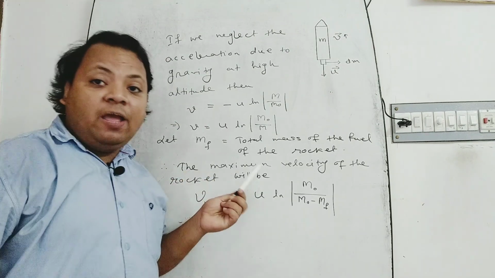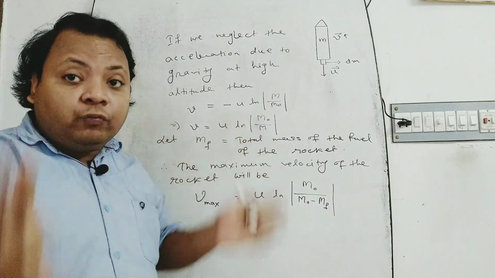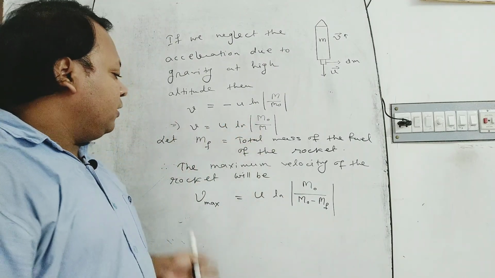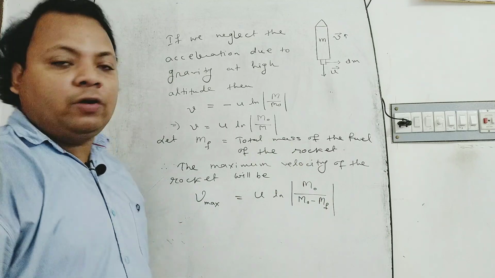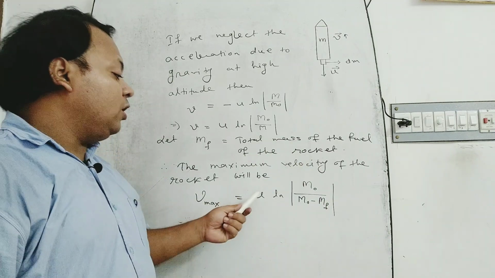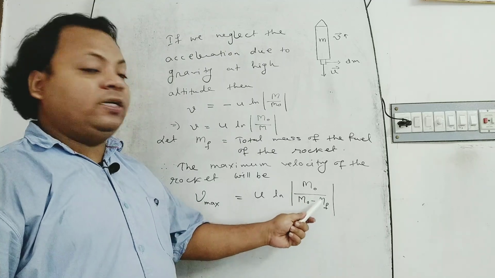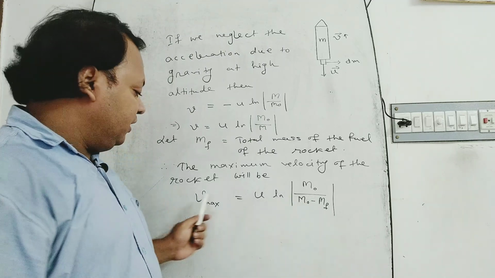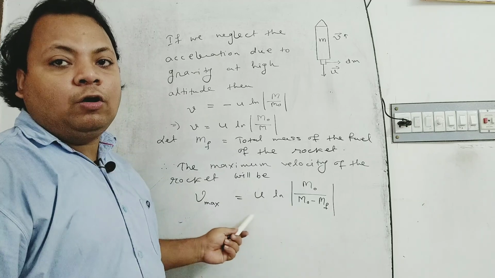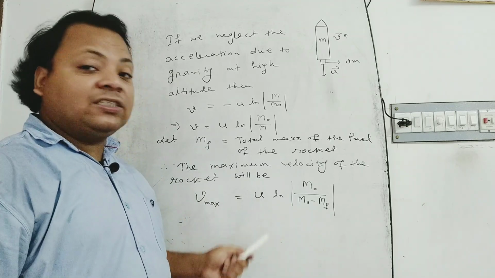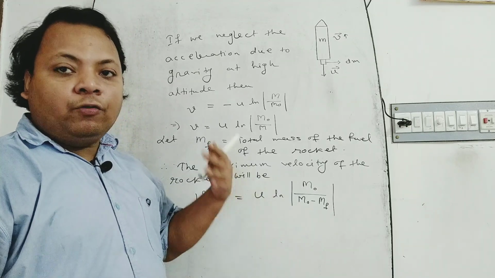Let mf be the total fuel of the rocket. Therefore, the maximum velocity of the rocket becomes Vmax is equal to u ln m0 whole divided by m0 minus mf. This is the maximum velocity of the rocket, where u is the velocity of the fuel.